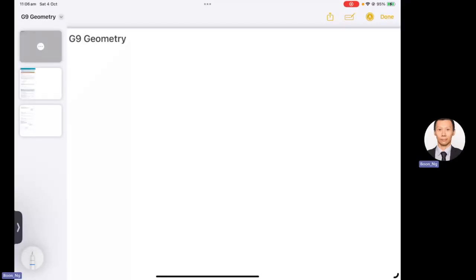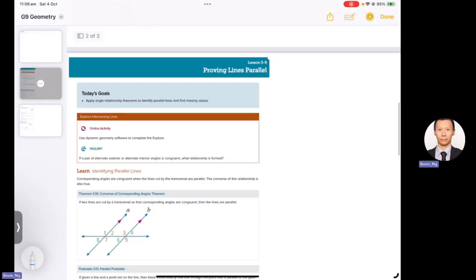Hello, everybody. Today we will cover section 3.9, which is to apply angle relationship theorems to identify parallel lines and find missing values.